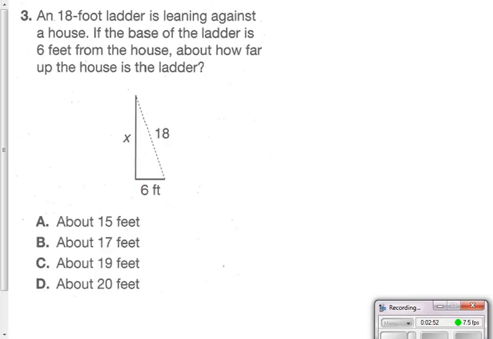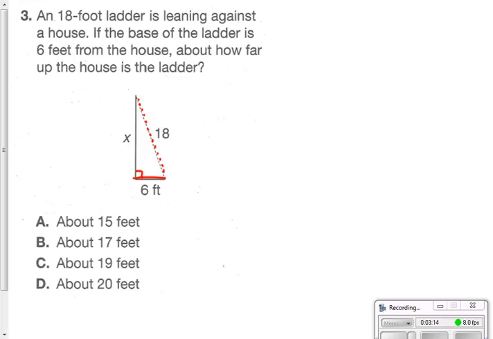An 18-foot ladder is leaning against the house. Here's that 18-foot ladder leaning against the house right here. If the base of the ladder is 6 feet away from the house, about how far up the house is the ladder? So here's the house where that ladder goes up.